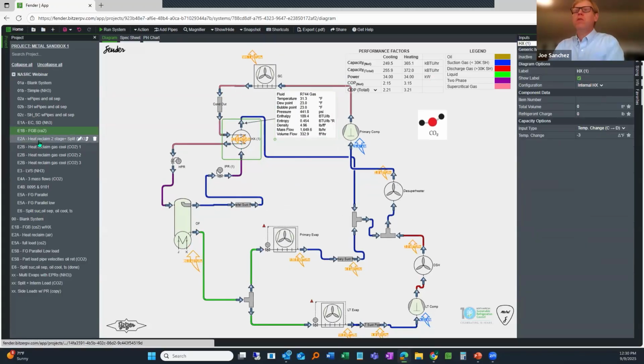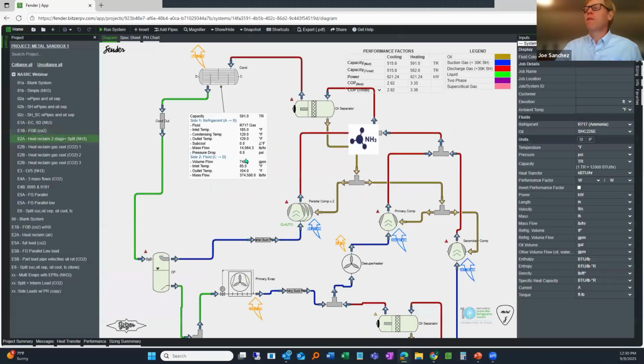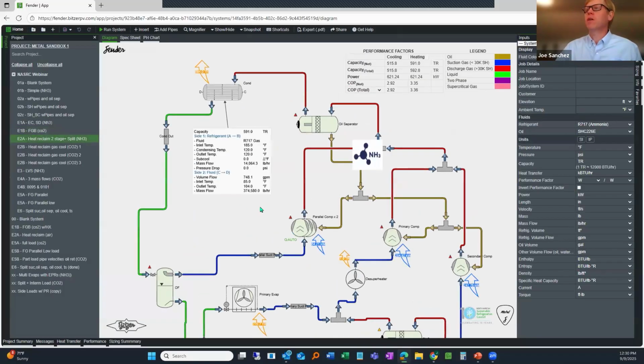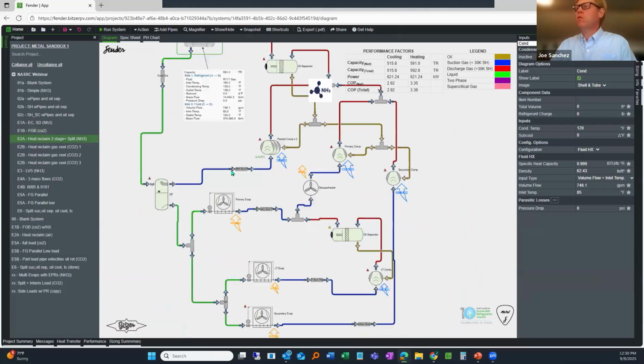Okay, let's move on to the next example. And this is looking at heat reclaim. By the way, this is an ammonia system, two-stage, with 4 different compressor groups. So a lot going on.